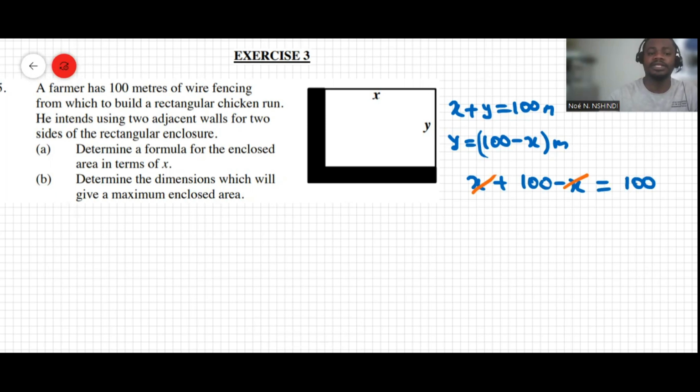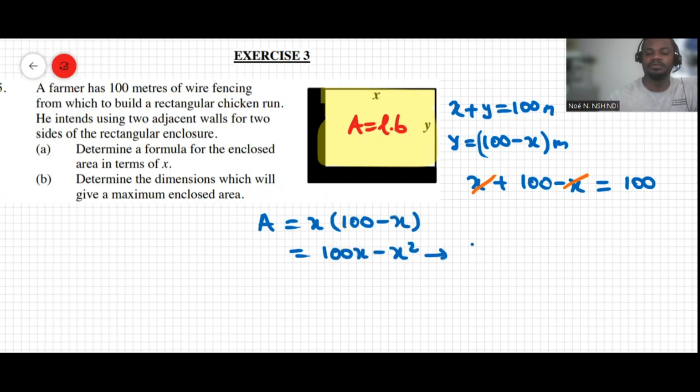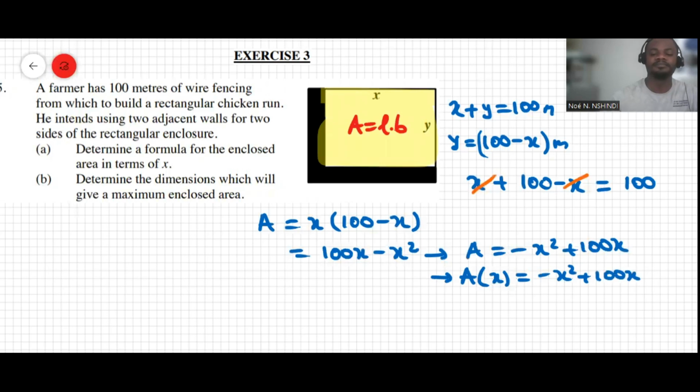Now, the question says determine the formula for the enclosed area in terms of x. So the area is a rectangle, as the question says. The area of the rectangle is given by length times breadth, okay? And so we can just say the area will be x times 100 minus x, which is 100x minus x squared, or area will be equal to negative x squared plus 100x. So that's the area in terms of x. I can even write it like this to indicate that it is in terms of x. I can also write it this way, A of x.